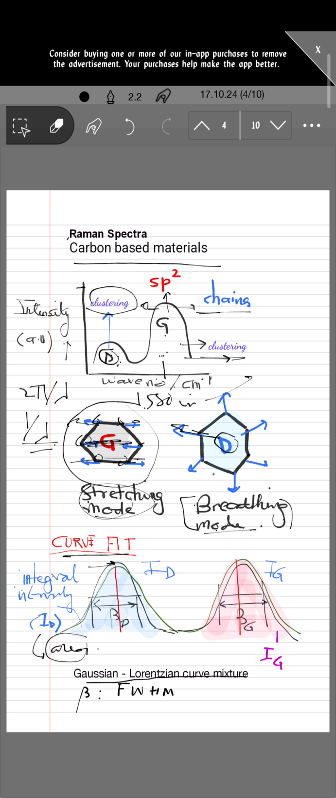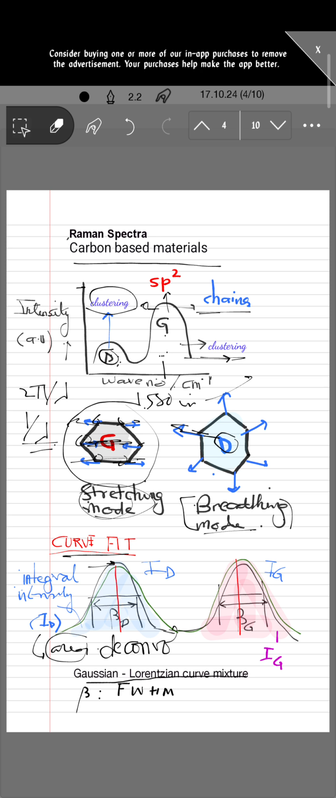Usually it's better to take the area under the plot, because a peak may show an increased intensity, but it may also reduce in width. So if our main objective is to find how much carbon concentration, or a certain type of carbon concentration, is there, it's better to take the integral intensity, because it will give you the true picture. This fitting of the D and G peaks is called deconvolution.